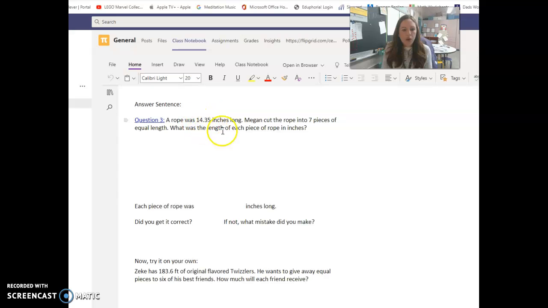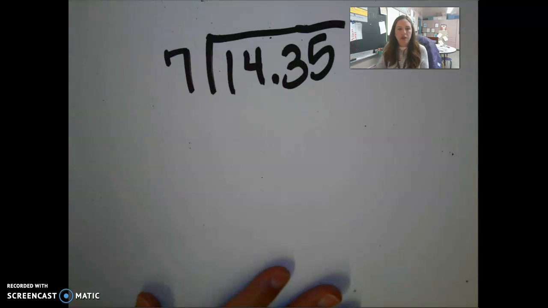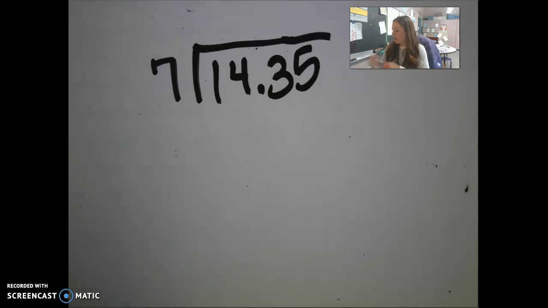So we have our long rope, and she's cutting up that rope. So we're dividing 14 and 35 hundredths into 7 pieces. I think what really tripped everyone up was the process of division. What happened in the process? So let's take a look at this problem.